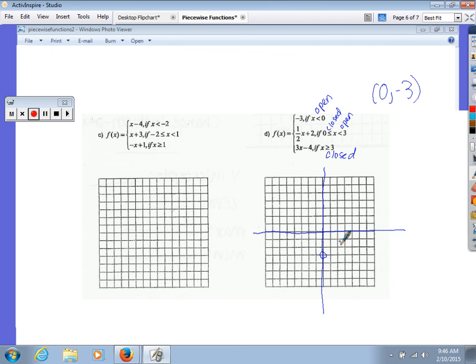Now, I cannot just have a dot. I have to find my second dot. So I'm going to pick a number. What number should I pick? Should I pick the number -1? Why do I need to pick the number -1? Because it's less than. So if I pick the number -1, what will I get out? So just plot this point now. -1, -3. What do you notice?